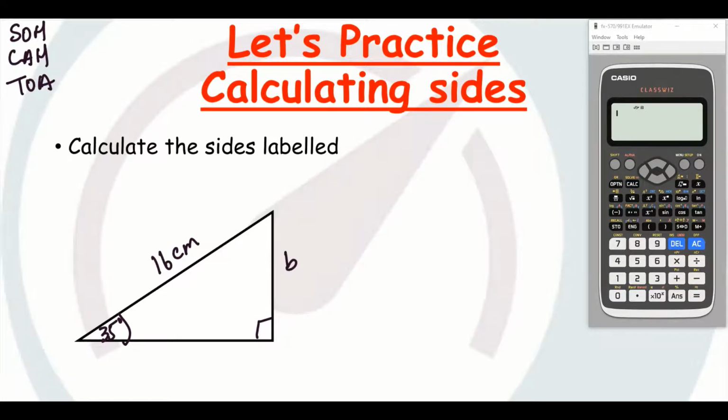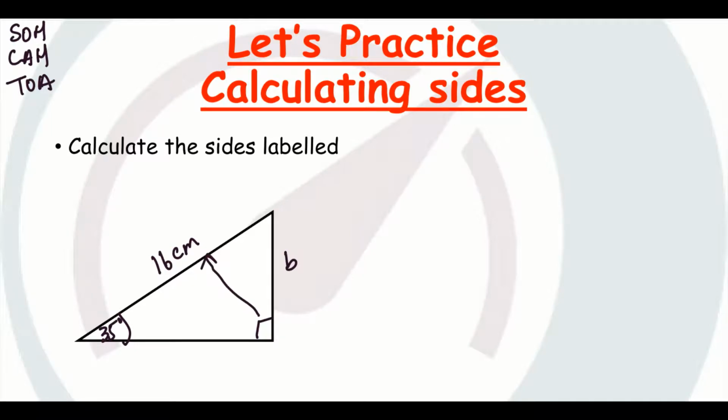We're given the hypotenuse, and we're asked to find B. The side B is opposite to our angle being considered. So we have our hypotenuse and our opposite side. Now, what trig ratio is going to fit that best? What trig ratio has the opposite side and the hypotenuse? That trig ratio is our sine.